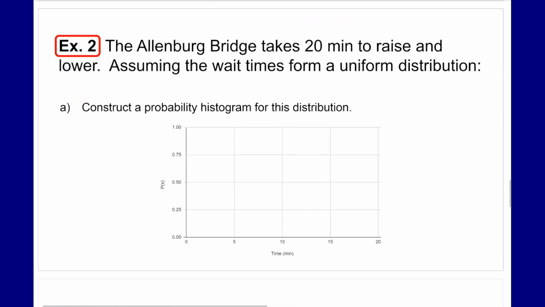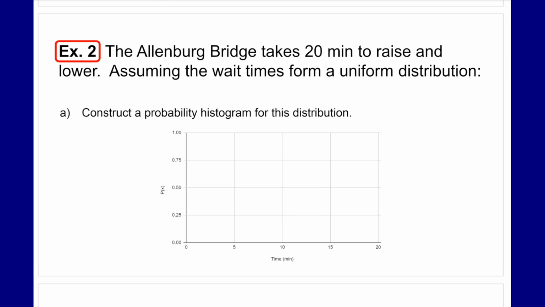So example 2, the Allenberg Bridge takes 20 minutes to raise and lower. Assuming the wait times form a uniform distribution, construct a probability histogram for this distribution. So we know what shape it has to be. We know the shape has to be kind of this rectangle shape or this box shape. We know it's a uniform distribution. We know it's a 20-minute time to raise and lower, or wait time.